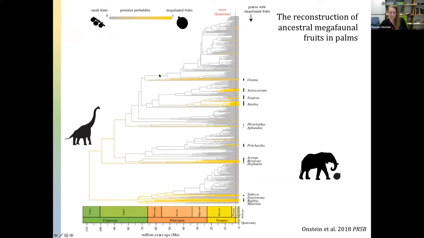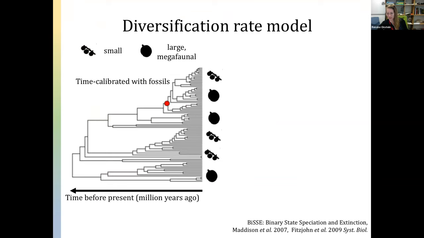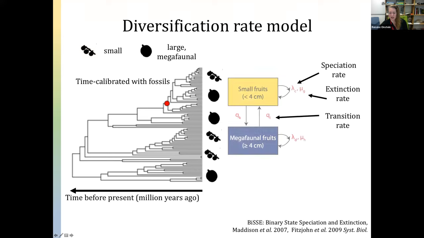So to understand what happened when they evolved large fruits, if that affected speciation rates, we use these diversification rate models that are probably familiar to many of you. They have some issues, but I'm not going to go into detail right now about that. We take the dated phylogeny of the palms for the species today. We have data on whether they have small or large fruits. And we fit models to them to see whether small fruits and large fruits are different in their speciation rates, extinction rates, and also transition. So transition rate would be transitioning from large to small fruits or the other way around.